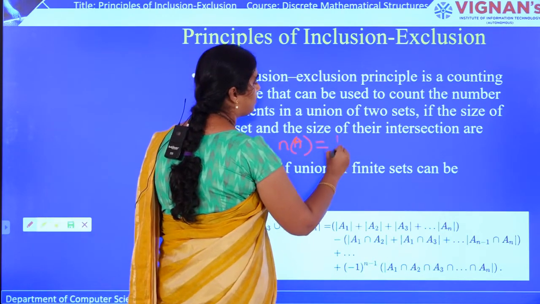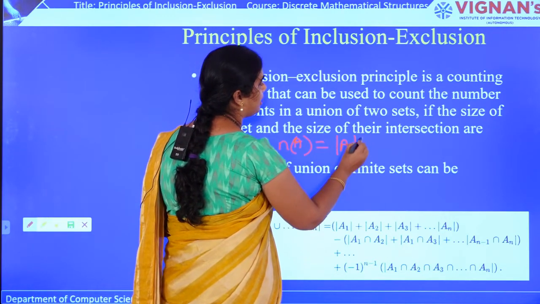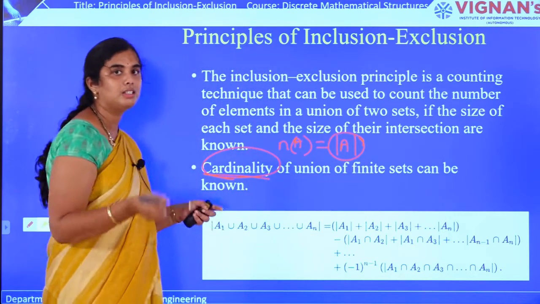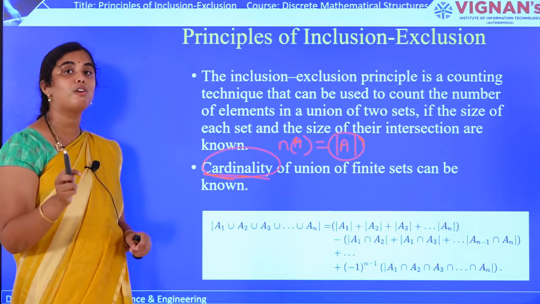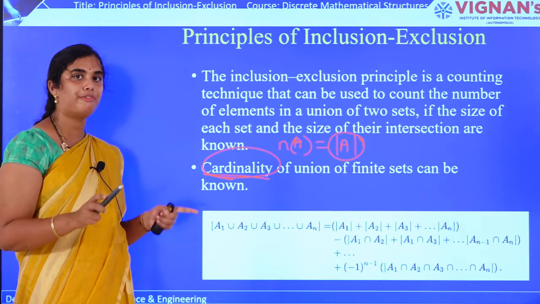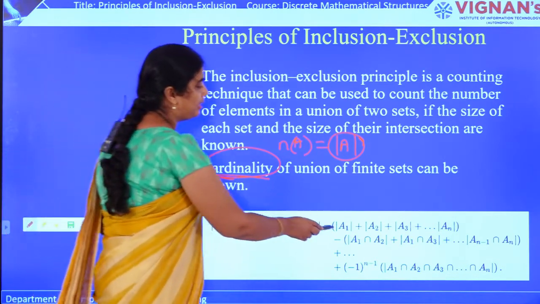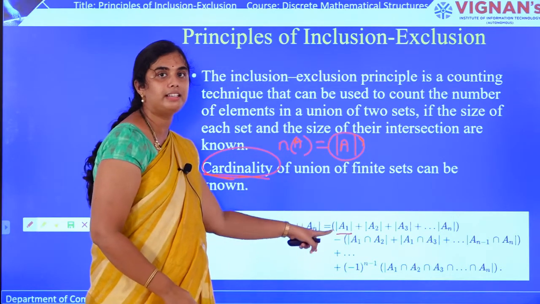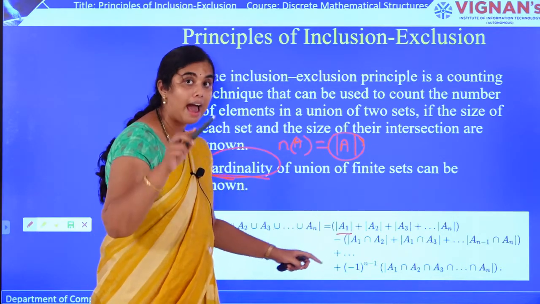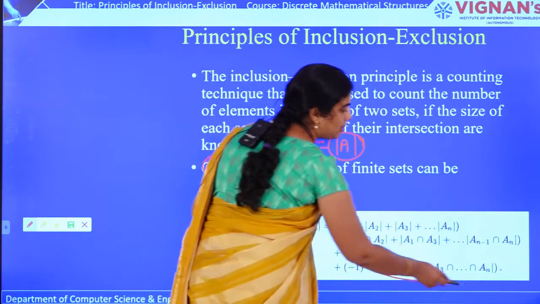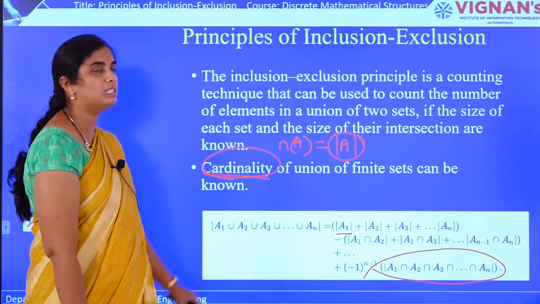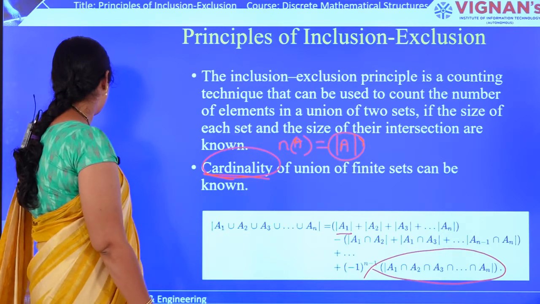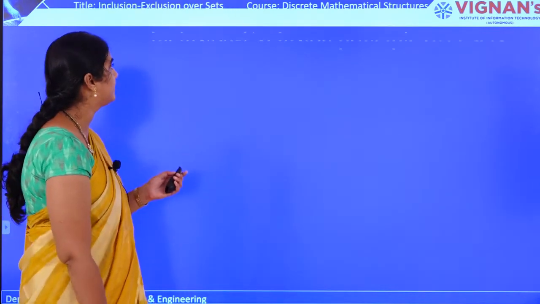That means we are finding the number of elements that are present in A. This can also be denoted in this way, which also means finding the number of elements. So, in the principle of inclusion and exclusion, we will be finding the number of elements present in the union of two sets, provided the number of elements in the individual sets are given and the number of common elements is also mentioned. Using this, you will be learning the principle of inclusion and exclusion.